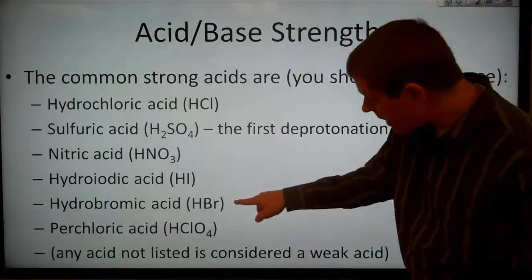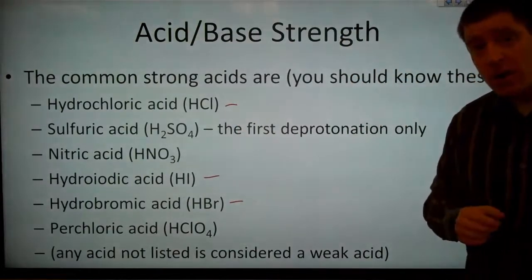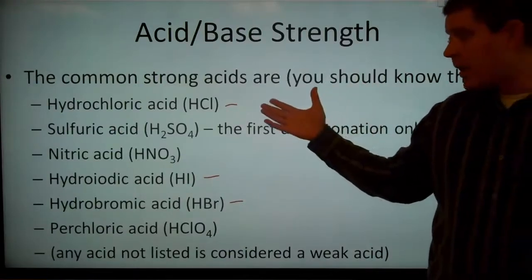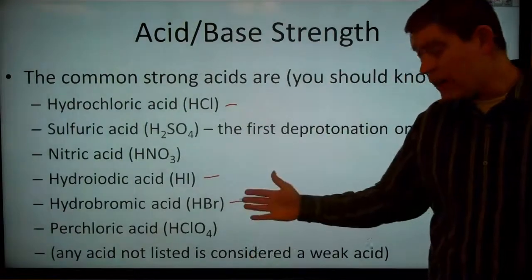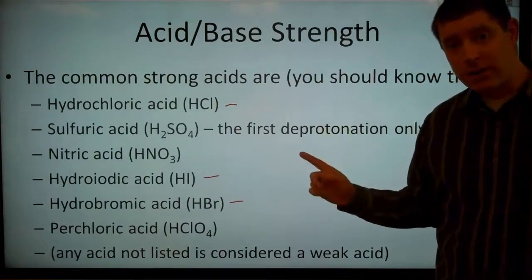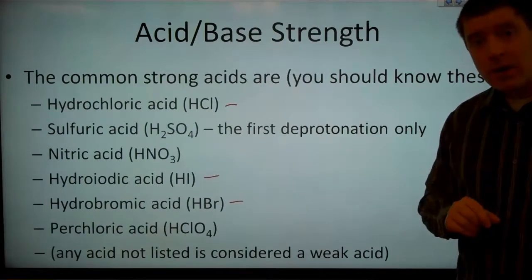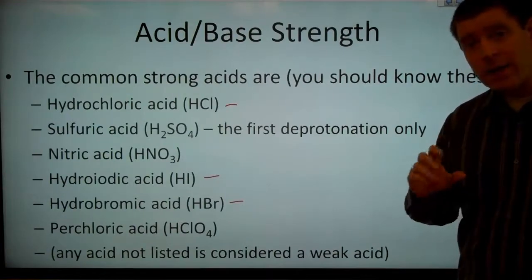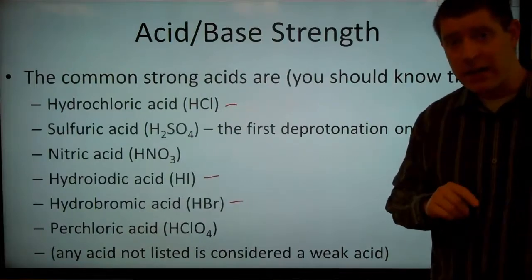So again, note here that we have 1, 2, 3 out of our 6 acids, so half of our strong acids are halide acids. We've got hydrogen chloride, hydrogen iodide, and hydrogen bromide. Note that hydrogen fluoride, HF, is not a strong acid because of hydrogen bonding. Because the fluoride can form hydrogen bonds, that makes that molecule stronger, and that means that HF is a weak acid. Now, HF is a very, very nasty reactive acid.